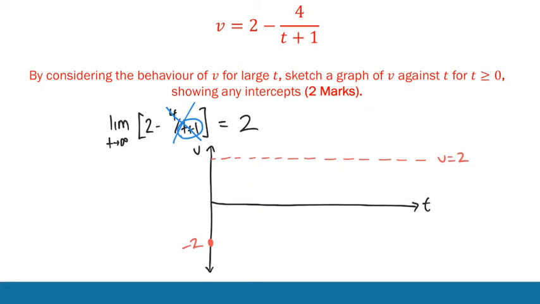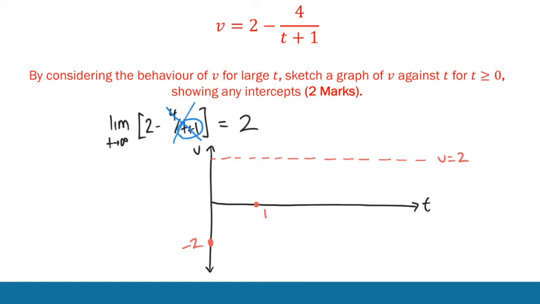Now we're also asked to find intercepts. Now, remember in the last question, we wanted to find when the particle was stationary. That's when v equals 0. That is going to give us the intercept that we want. That happens when t equals 1. So I'm going to put an intercept here and call that 1. And that's pretty much all we need to do the question.